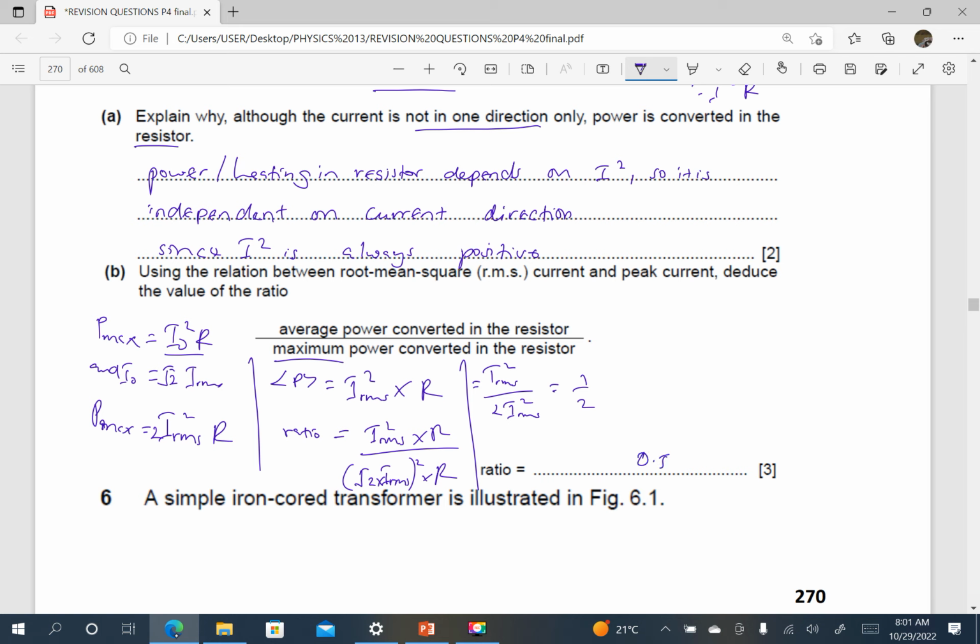So you just play around with these expressions. Maximum power is I naught squared R, but I naught is root 2 times I root mean square. Then you substitute, you get that expression. And now our average power is just I root mean square squared times R, because the root mean square values correspond to the average values. They give the same heating effect as the DC values.